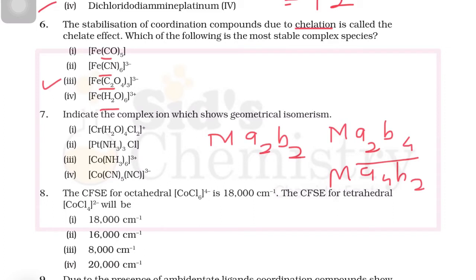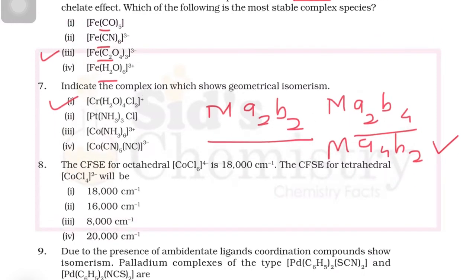We can see such a condition, M A2B2, in option number 1, where we can see M A4B2, and therefore it can show geometrical isomerism. While in option 2 we do not have such a condition, in option 3 still we do not have such a condition, in option 4 we do not have any of the conditions, and the correct answer will be option number 1.